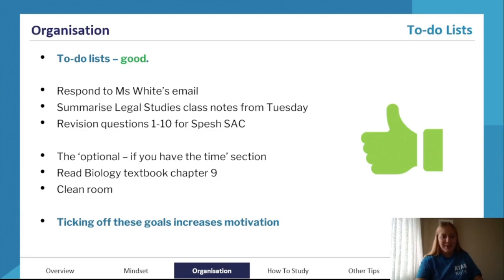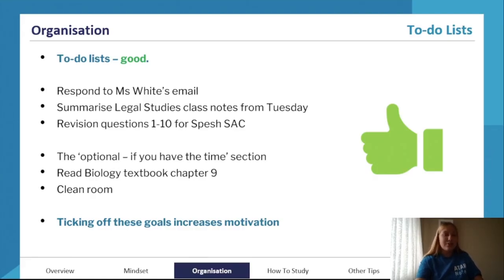So, a good to-do list. First of all, look at the level of detail. Let's have a look at this one. We have very specific notes like respond to my teacher's email, summarize legal studies class notes from Tuesday. This is our revision that was very vague in the previous example: revision questions 1 to 10 for specialist mathematics SAC.